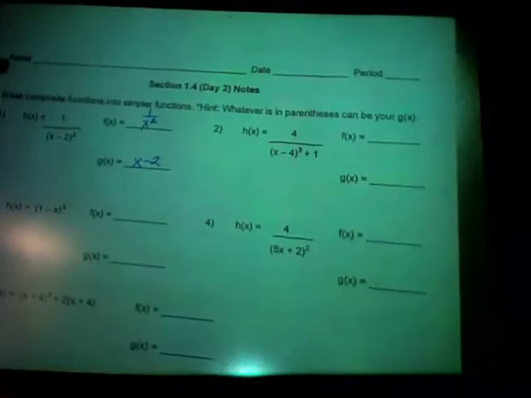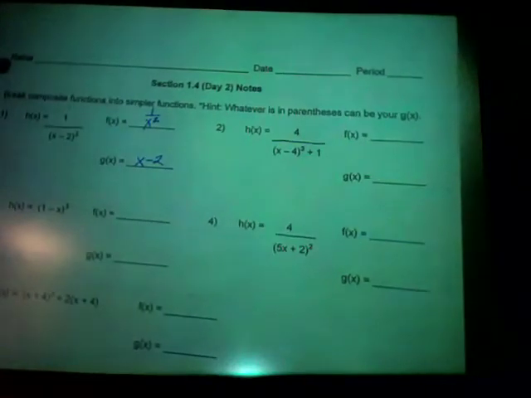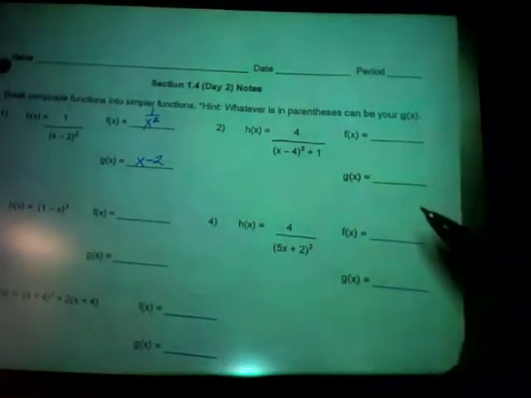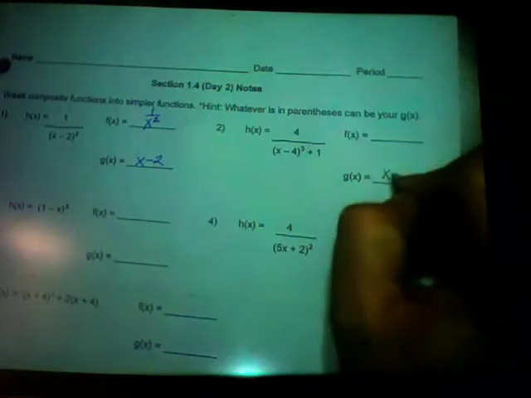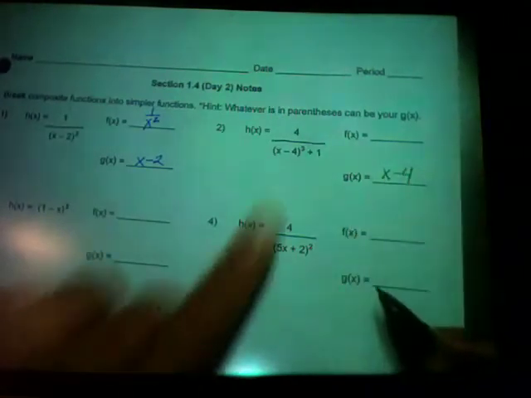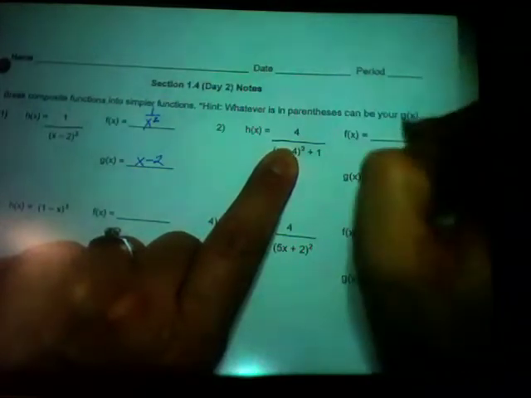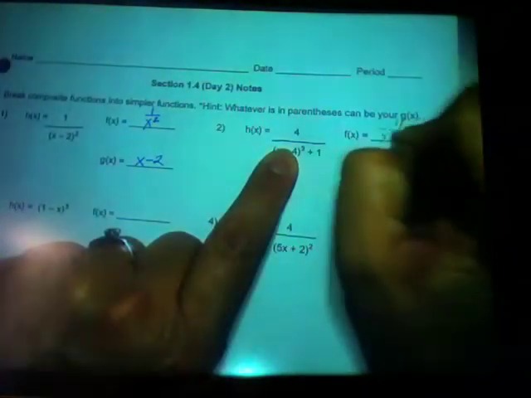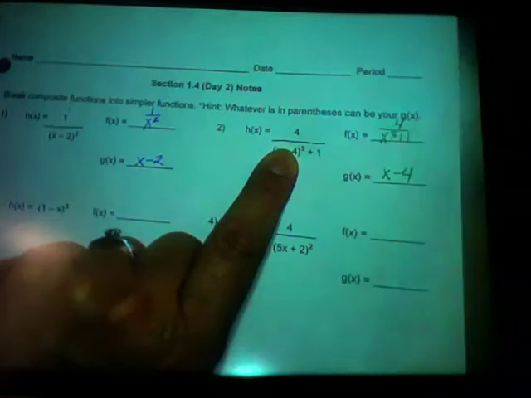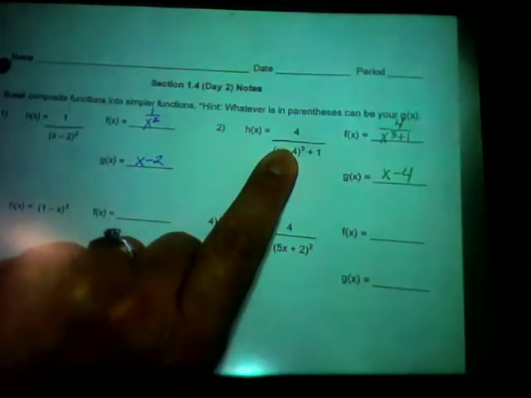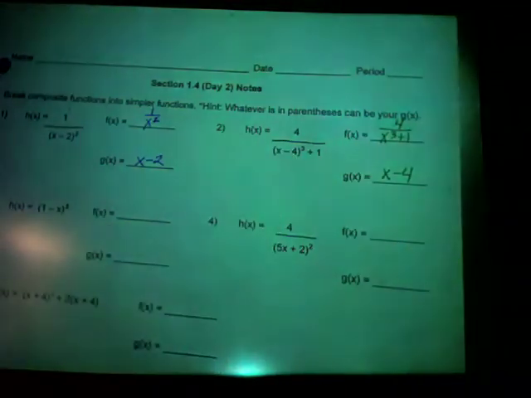So try number 2. What's your g of x? X minus 4. Very good. So find that g of x first, and then put your finger over it. What are you going to write now? X cubed plus 1. Yeah. So 4 over x cubed plus 1. And do you have to use an x in both of them? Yes. Do we have to show work for this? Nope. I'm not showing any work at all.